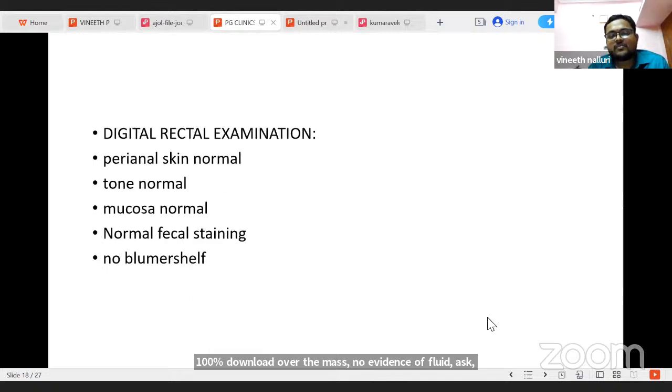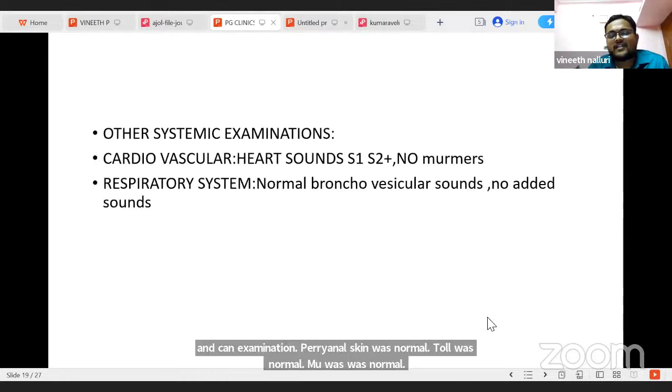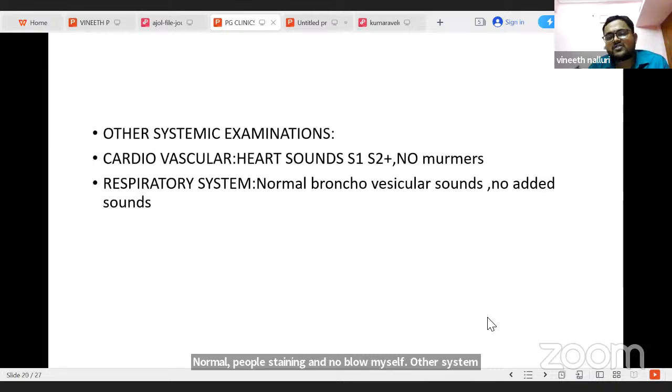Digital rectal examination, perianal skin was normal, tone was normal, mucosa was normal, fecal staining present, and no Blumer's shelf. Other system examination: cardiovascular, heart sounds are present, no murmurs. Respiratory system, normal bronchovesicular sounds, no added sounds.